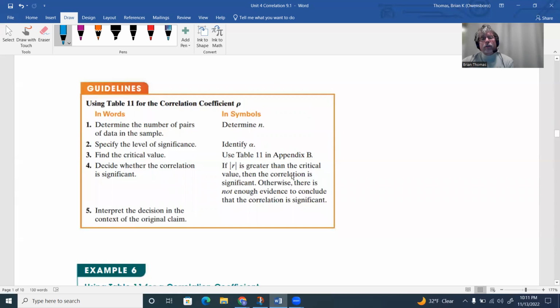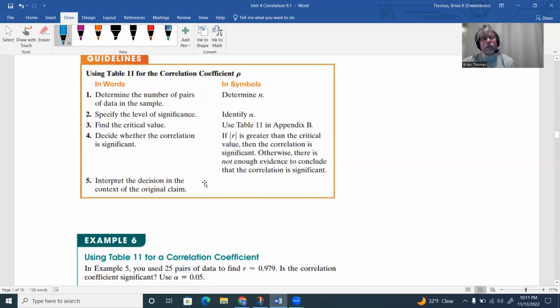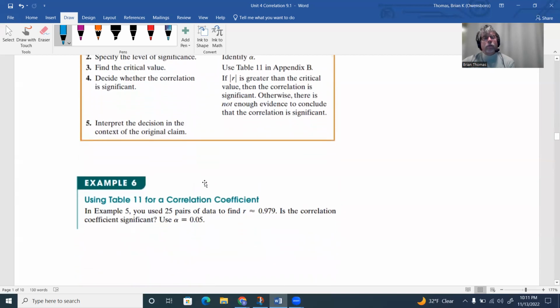If it's greater than this rho, then the correlation is significant. Otherwise, there's not enough evidence to conclude that the correlation is significant. So if R is greater than the value that we find in the table, then there's what we call a strong linear relationship. Otherwise, we would say there's not enough information. That's how we go about this. So it's going to be our conclusion.